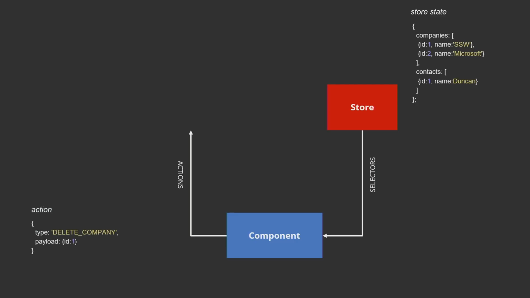And each action has two things, a type and potentially a payload. So we're saying, I want to raise the delete company action, and I'm going to delete the company with the ID 1. So we send that action out, and then that action goes to a special function called a reducer. The concept of a reducer is it's a pure function, input in, output out. What the reducer takes in is the current state of the store. It then also takes in what action was raised. What it outputs is the new state of the store in entirety.